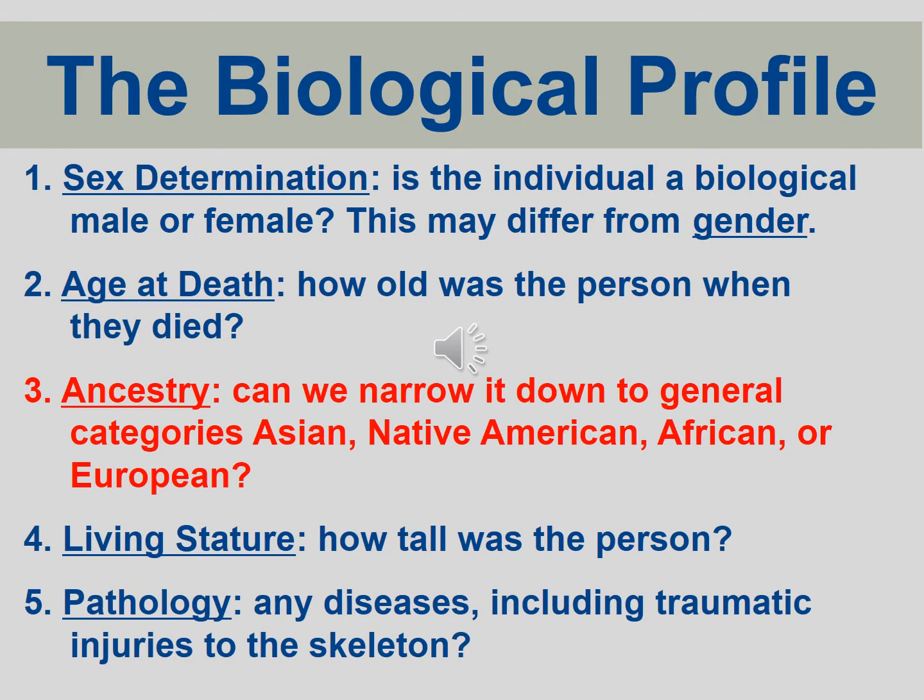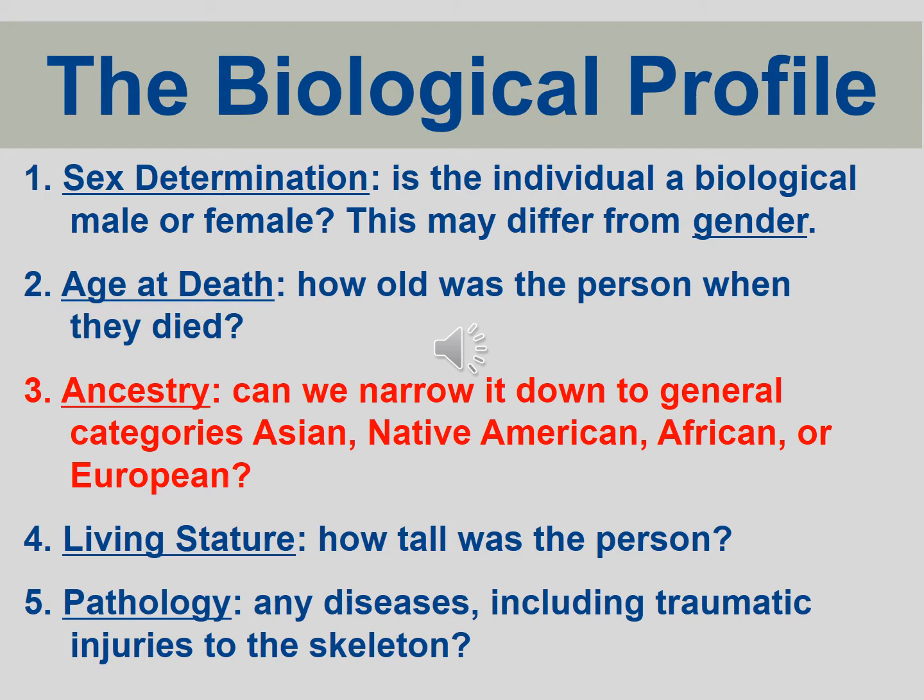As we mentioned, we are in the biological profile. We've looked at sex determination. Remember, sex, not gender. We've looked at chronological age. What's the best for subadult and what's the best for adult remains. Be thinking about this when we get to your final lab practicum. Ancestry is what we're going to work on today.